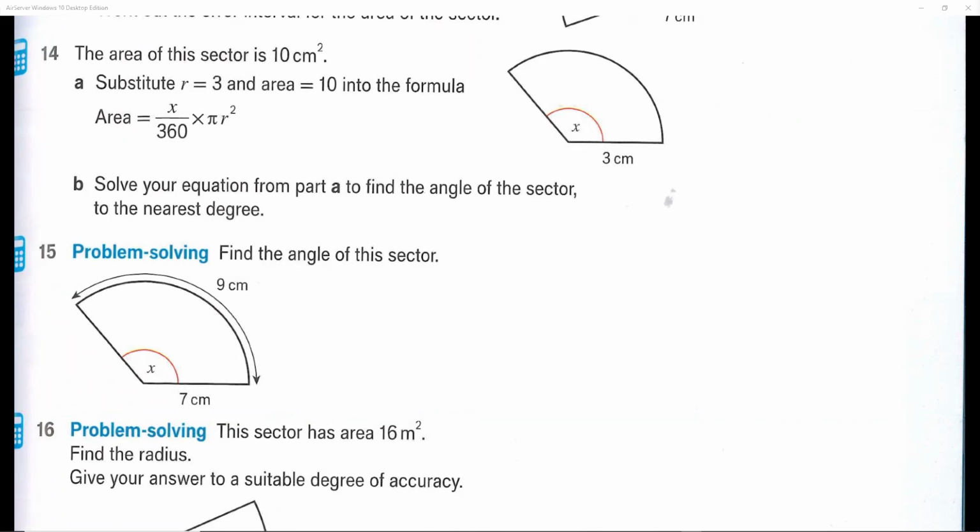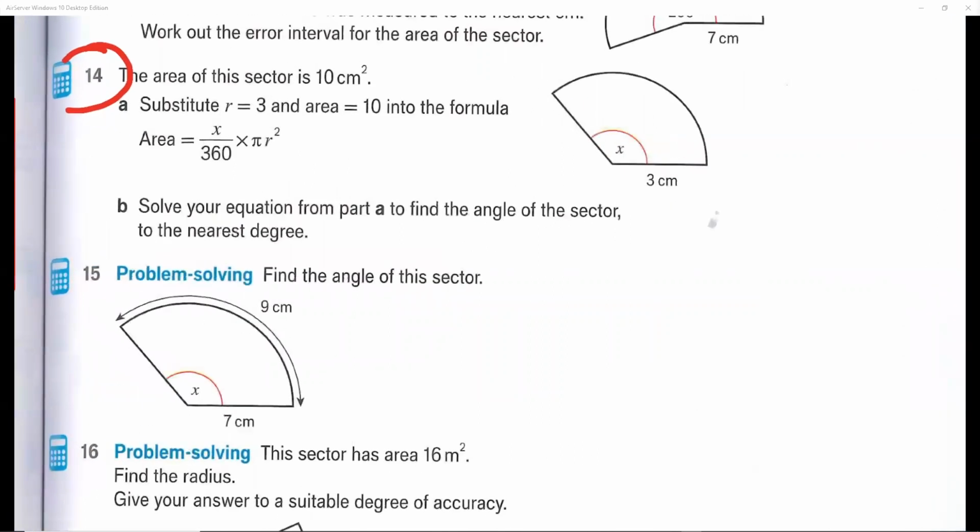The area of this sector is 10 centimeters squared. Substitute r equals 3 and area equals 10 into the formula. Area equals x over 360 multiplied by pi r squared. Okay, normally when they give you this kind of question, this bit here, they wouldn't give you.